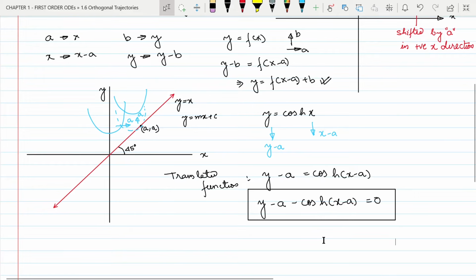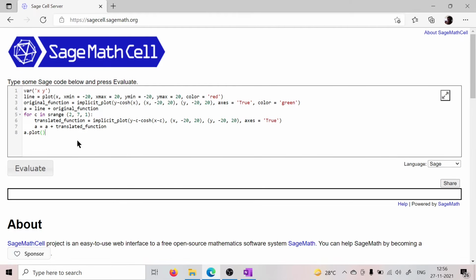So let us plot the catenaries and see how they look and if they are actually shifted or not. So we will go to SageMath to plot them. In SageMath, we will write this program to plot the family of catenaries. Let me explain the program.